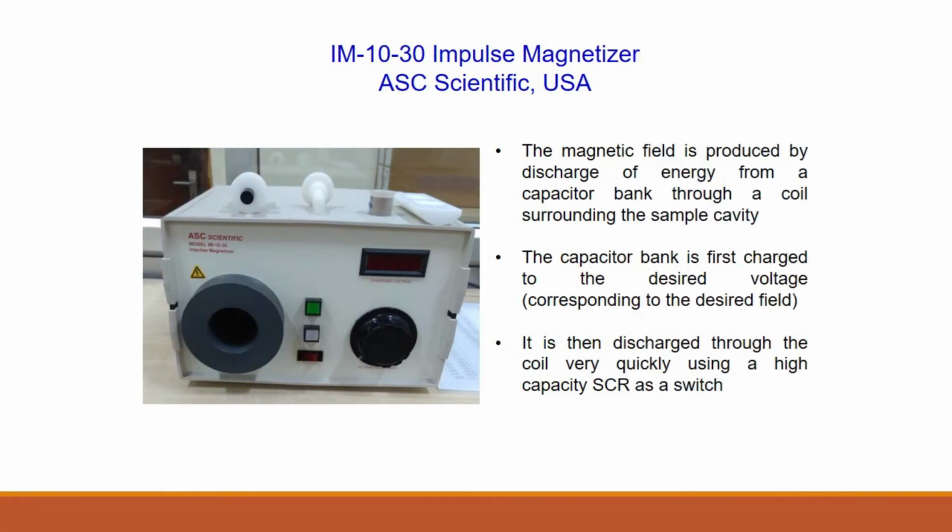For inducing an artificial field, we use an impulse magnetizer. Here the magnetic field is produced by discharge of energy from a capacitor bank through a coil surrounding the sample cavity. The capacitor bank is first charged to the desired voltage. It is then discharged through the coil very quickly using a high capacity SCR.